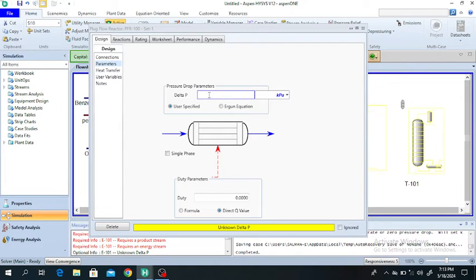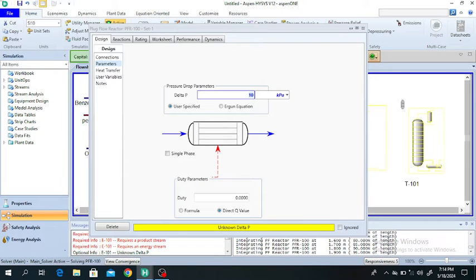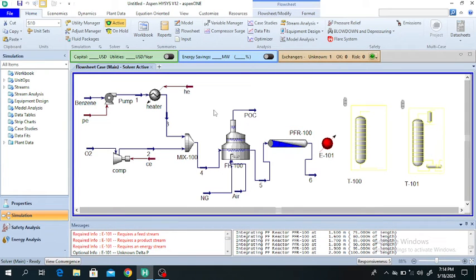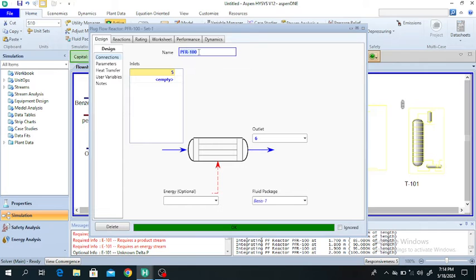Or you can use the Ergun equation. Suppose you have information about the pressure, the diameter of the catalyst, the sphericity, the density, and the other parameters of the Ergun equation. So you can easily obtain the pressure drop by solving the Ergun equation. So I'm assuming that the pressure drop for this packed bed reactor is 10 kilopascal. So okay, now close this one. This is the packed bed reactor, the PBR.